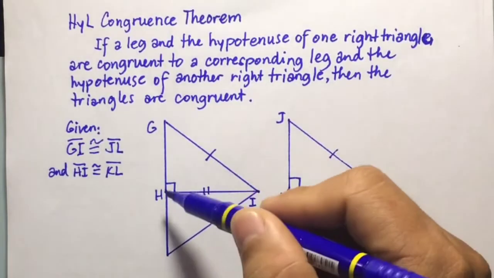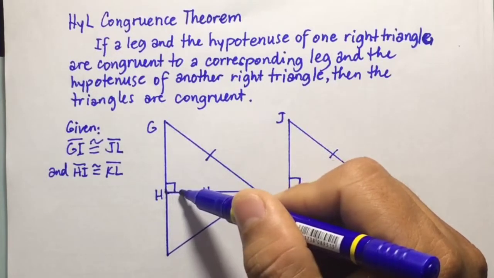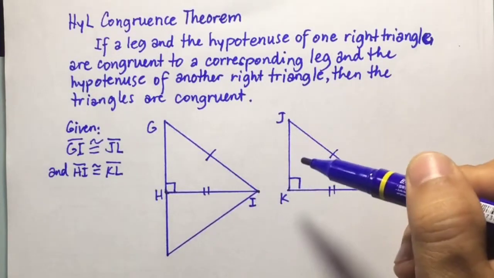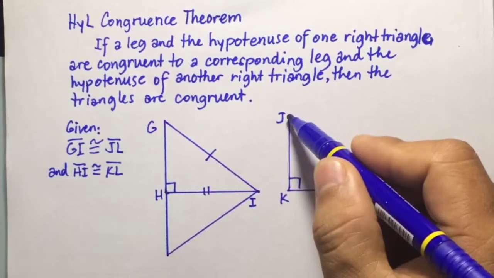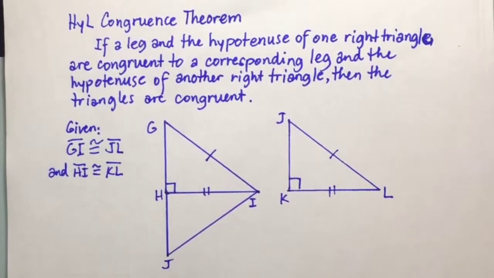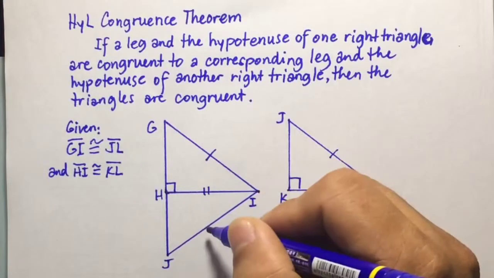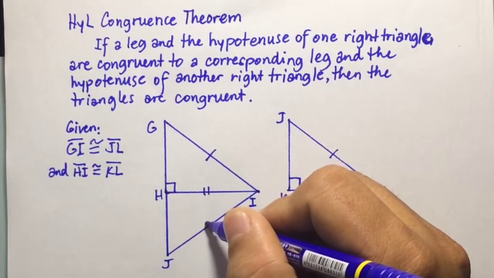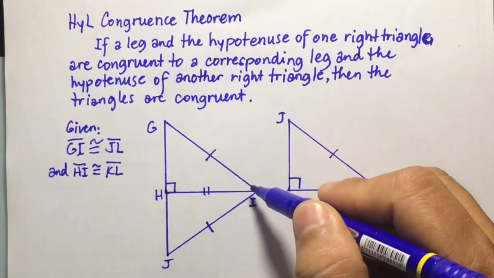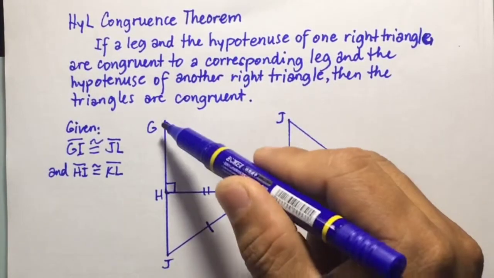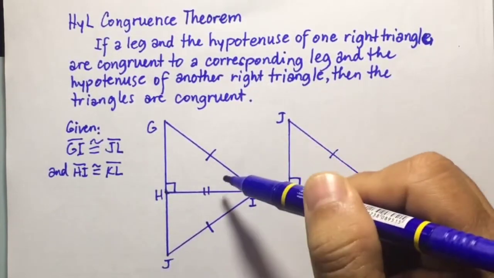So since HI is congruent to KL, we can say that this is also the length of KL. And this one here is the point J. And since JI is congruent to JL, you can have this line segment here congruent to this line segment. So in here we can have an isosceles right triangle.